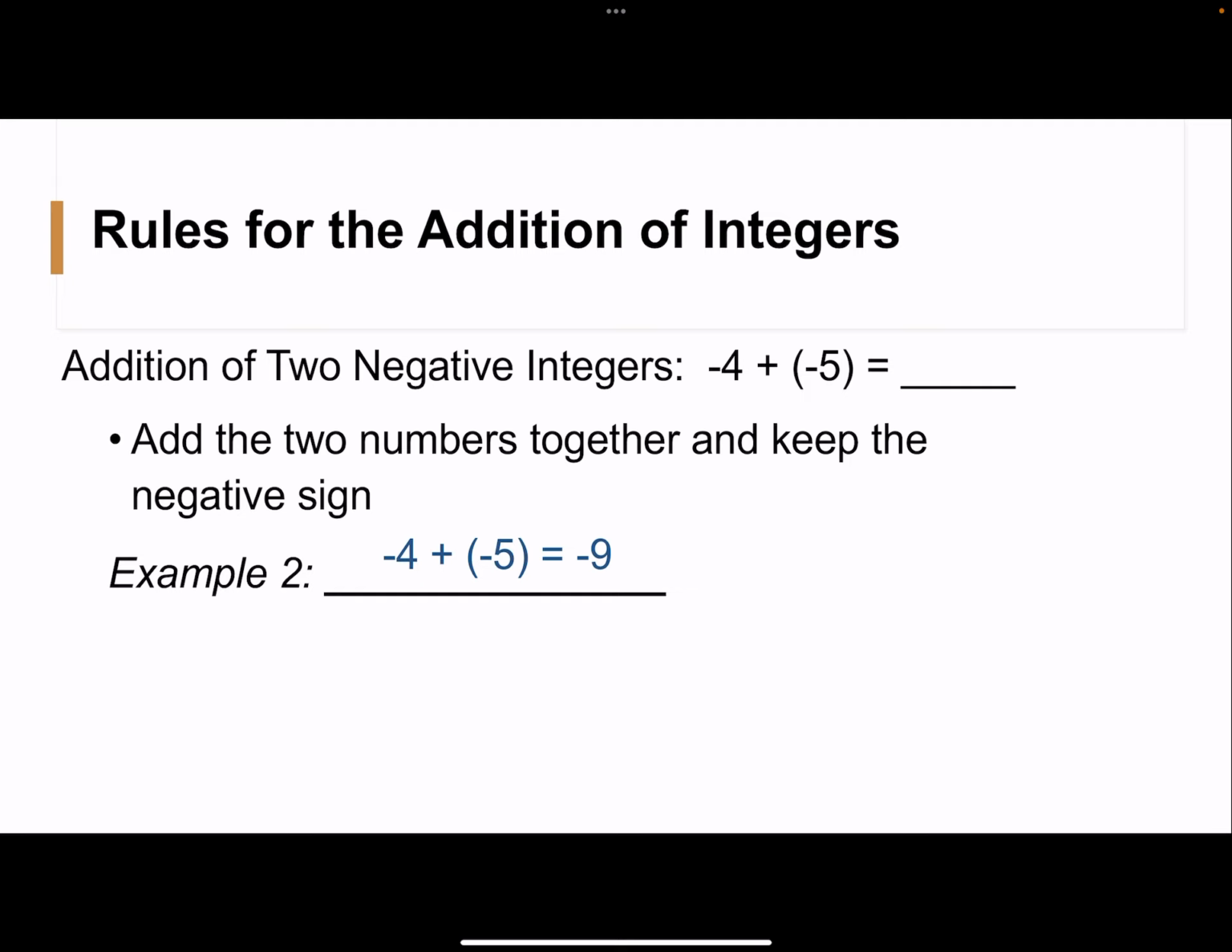But let's talk about if we were adding two negative integers. An example would be -4 plus -5. The traditional method says that when I add two numbers together that are both negative, I'm simply going to add them and I keep the sign negative.